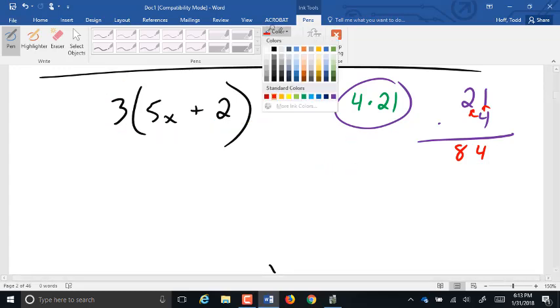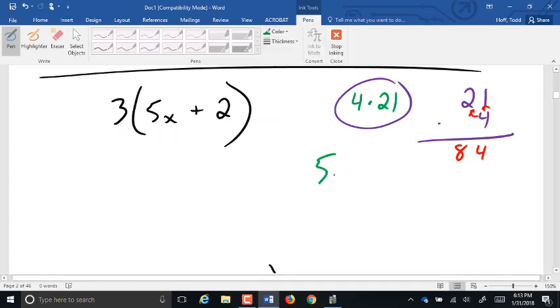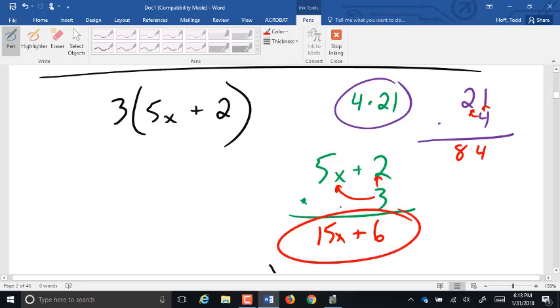The number with the most digits is the 5x plus 2. Put the 3 on bottom and multiply. What's 3 times 2? 6. It's a positive 6, so put a plus there. 3 times 5x? 15x. So it's 15x plus 6. That is the long way to multiply those out.